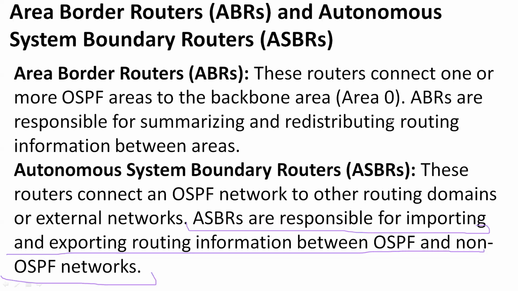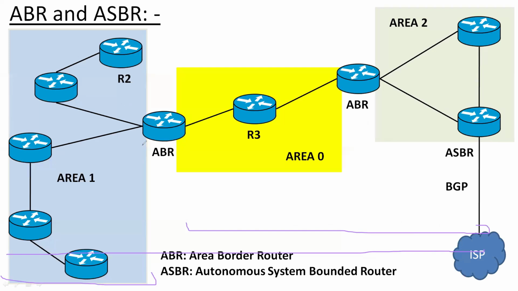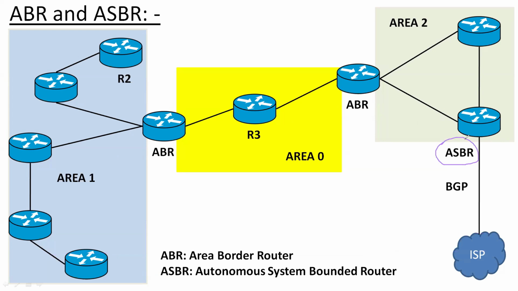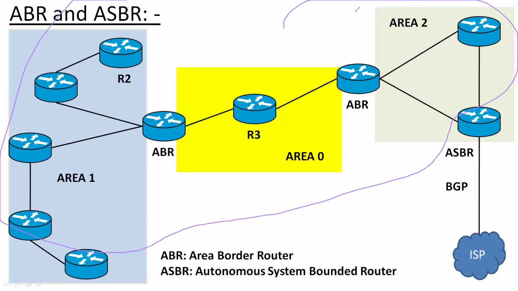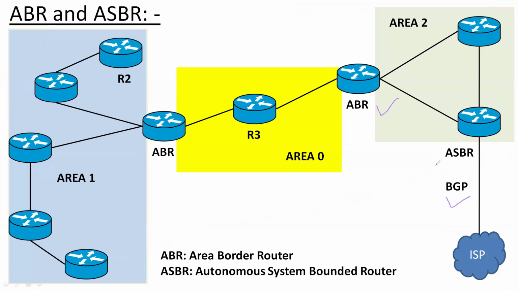If I talk about the ABR, so dear all, this is an area border router. You can see this is a common router between area 1 and area 0. This is also an area border router. This is a common router between area 0 and area 2. Okay. If I talk about the ASBR, it is a common router between the non-OSPF and OSPF networks. This is the OSPF network and this one is the non-OSPF network. It is the router that is responsible for sharing information between two different protocols, like OSPF to BGP, OSPF to EIGRP.